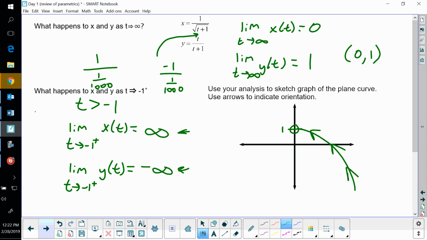Now, if we wanted to get this graph more precise, t has to be greater than negative 1. Imagine if t was 0. If t equaled 0, x would equal 1 and y would equal 0. So if we wanted to get more precise, we could label that point there as 1, comma 0 also.